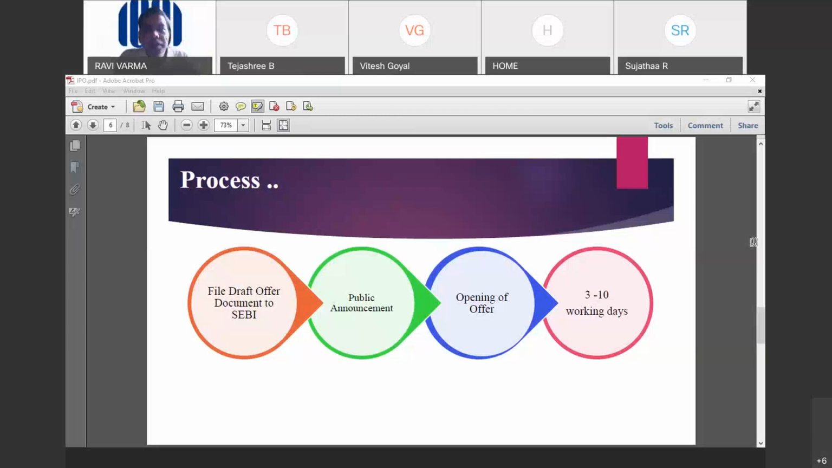So now it's clear between the three: draft document, which means the initial document in draft stage, filed 30 days back; offer document, which is the final document; and red herring prospectus. So what I'll do, I'll file that draft offer document with the SEBI. Now SEBI, you know that once you file with the SEBI, SEBI hosts it on the website for 21 days for public comment. Let the public give a comment on it.